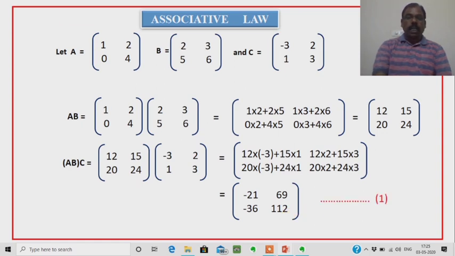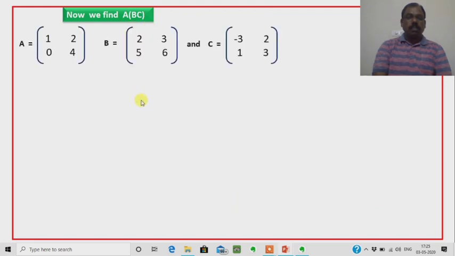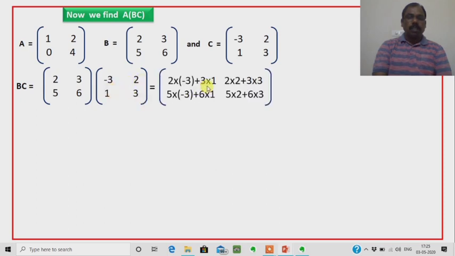We now calculate the RHS, that is A times BC. For the three matrices A, B, and C that we have taken earlier, BC is equal to matrix 2, 3, 5, 6 into matrix minus 3, 2, 1, 3. Multiply it, simplify it, we get minus 3, 13, minus 9, 28.